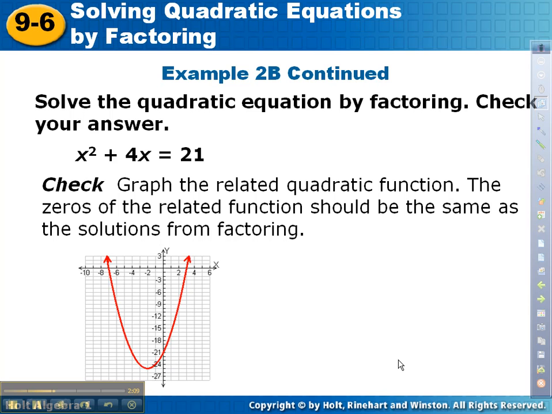They graphed the equation to make sure it's true. 3 and -7. Yep, those are my x-intercepts. Those are called solutions, roots, or zeros.